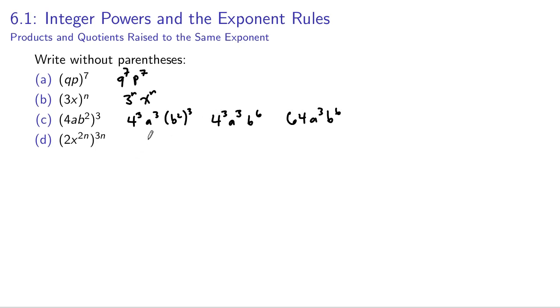Here we have 2 times x to the 2n, all to the 3n. This is a multiplication, 2 times all of this. Breaking up the parentheses, we need to apply the 3n to the 2 as an exponent, and we also need to apply it to x to the 2n. So we write x to the 2n in parentheses to the 3n. Then remember the multiplying rule, and we can write this as 2 to the 3n times x to the 2n times 3n, which is 6n squared.